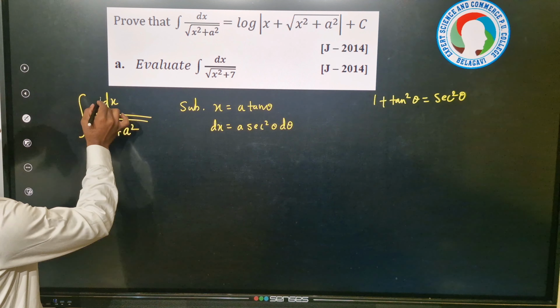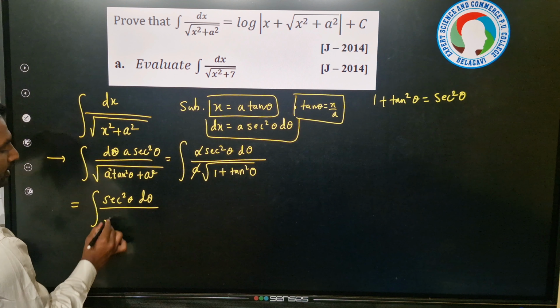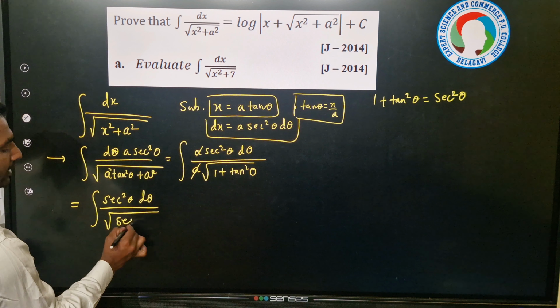So here a cancels, and what is the value of 1 plus tan square theta? That is sec square theta. So the value becomes sec square theta d theta divided by square root of sec square theta. Square root of sec square theta is sec theta. So this whole term and this sec theta will cancel. The remaining is the integration of sec theta with respect to theta. You already know that it is log of modulus of sec theta plus tan theta plus c. This is the formula.